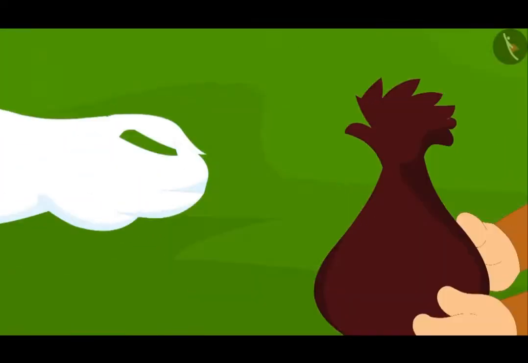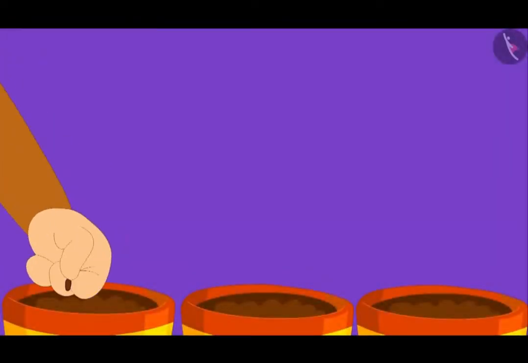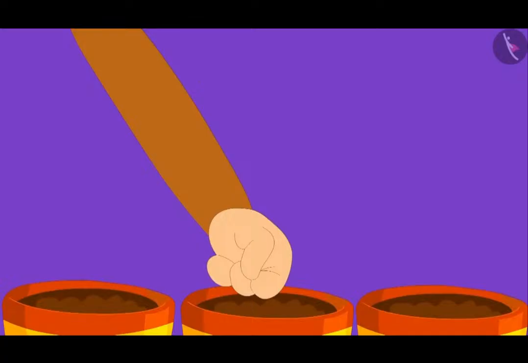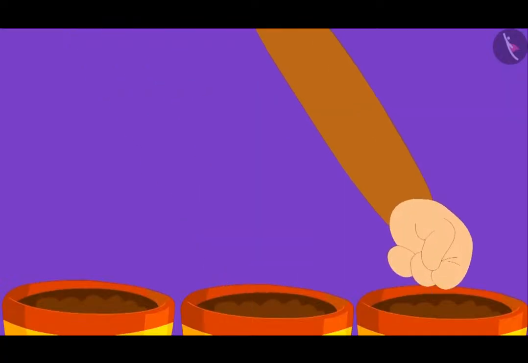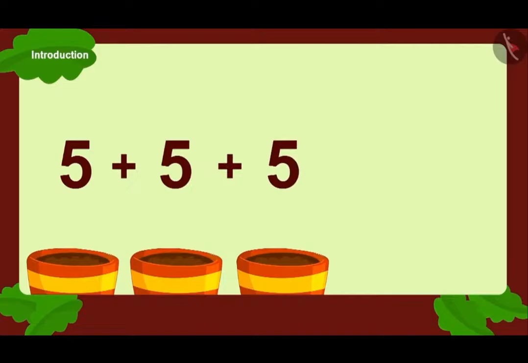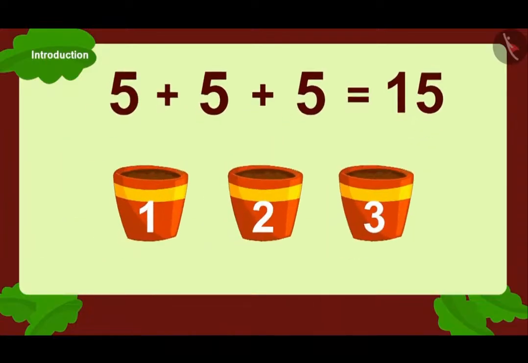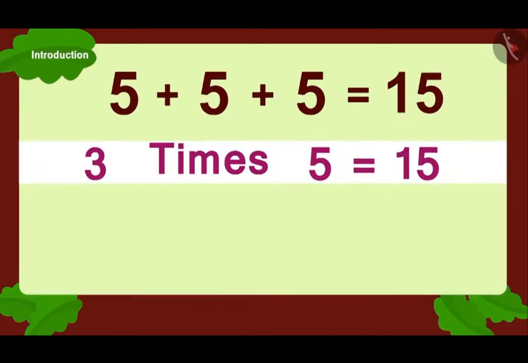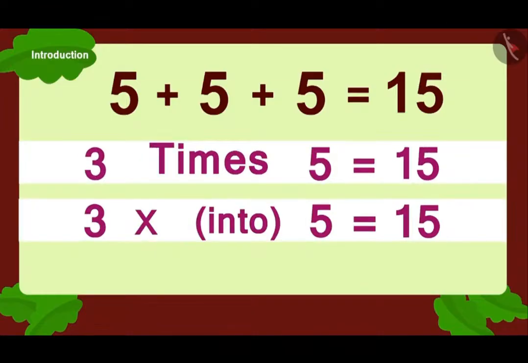Before leaving, the bird gave some seeds to Babban too. Babban planted 5 seeds each in 3 pots. Can you tell how many seeds Babban planted in total? 5 plus 5 plus 5. What number do we get? Yes, Babban planted 15 seeds in total. Now, how can we write it in a different form? 3 times 5, or 3 multiplied with 5.